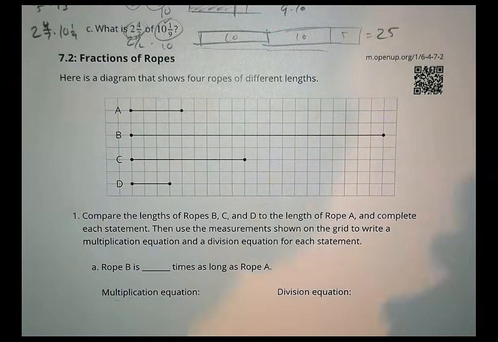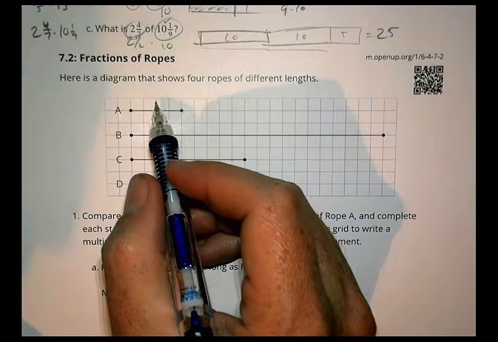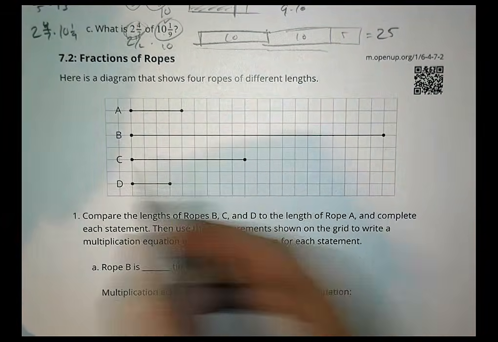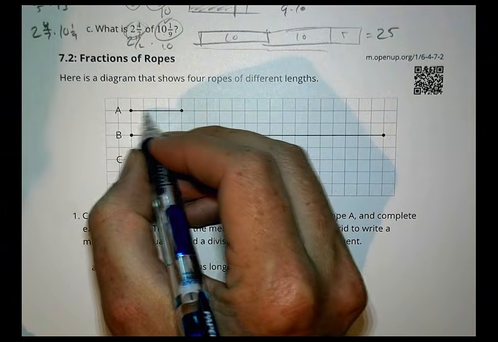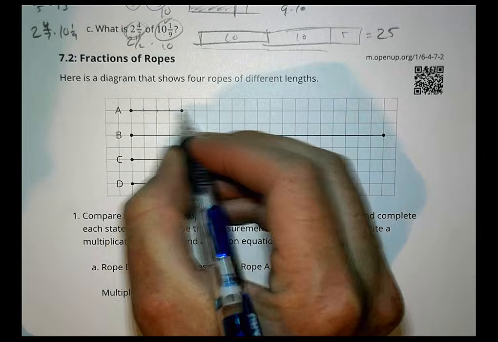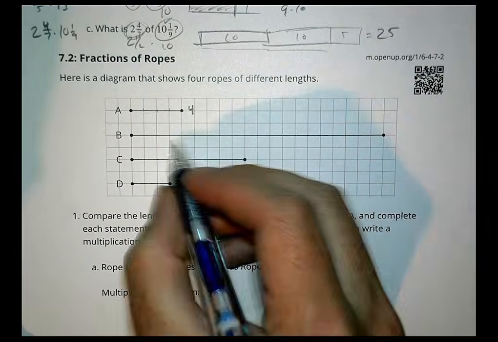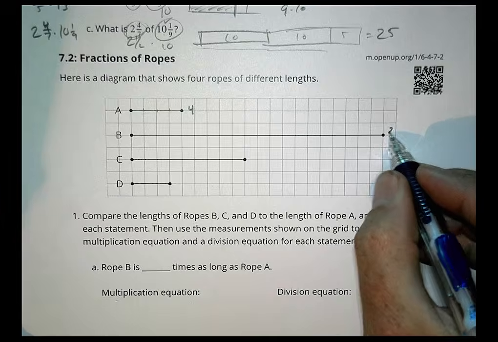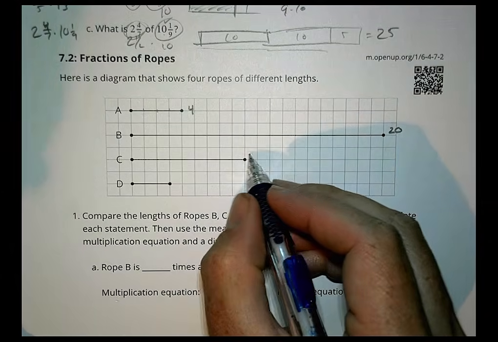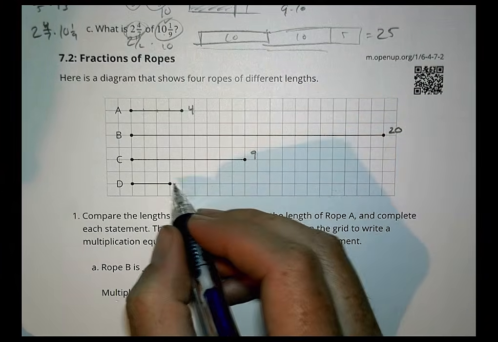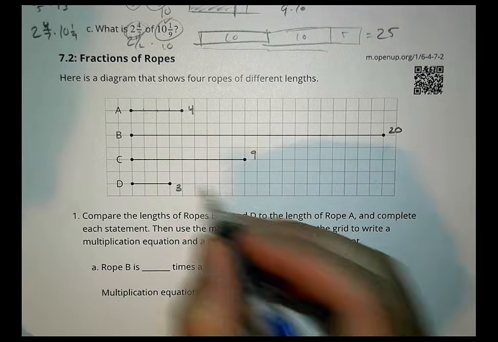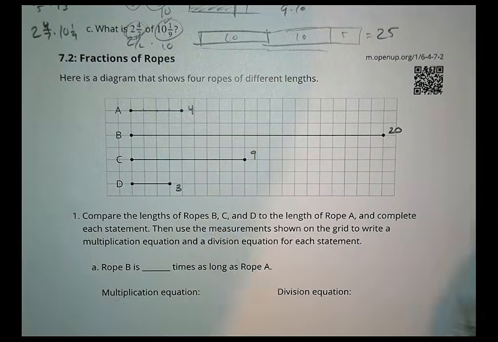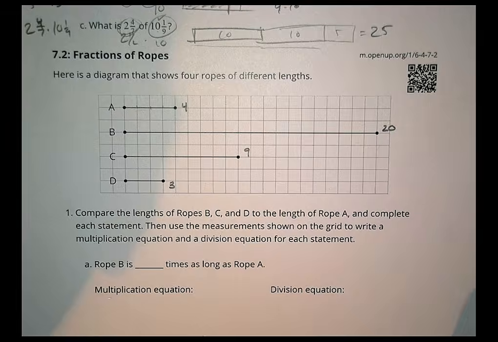Fractions of ropes. So here's a diagram of 4 ropes showing different lengths. We have A, B, C, and D. If I count things up here, A has a length of 1, 2, 3, 4. B has a length all the way over here of 20. C has a length of 9, and D has a length of 3. Not that it'll make a huge difference, but just so you have an idea.